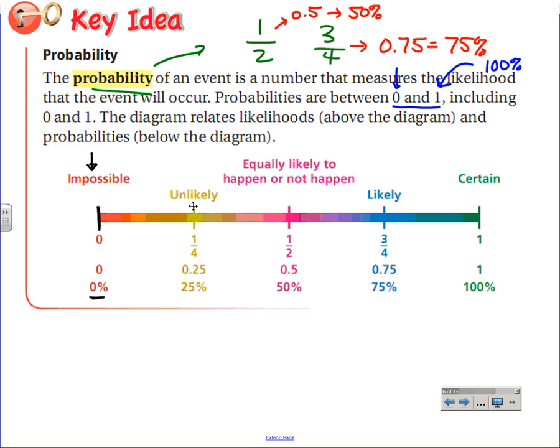If I have a probability that is a 4th, that has a 25% chance of happening. It doesn't have a really good chance of happening. That's unlikely. If I have a probability of a half, it means it has a 50% chance of happening. If I have a probability of 3/4, 75%, that's pretty likely to happen. And if it has a probability of 1, that means it has a 100% chance of happening. That's called a certain event.